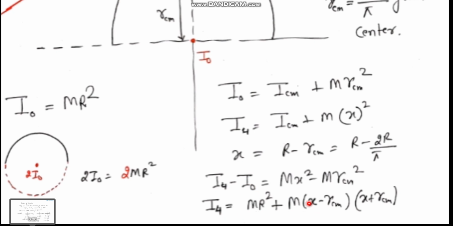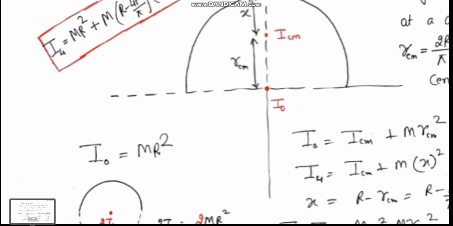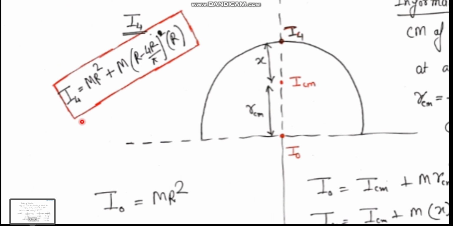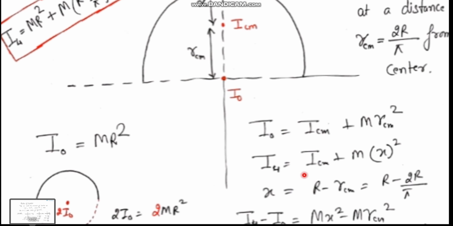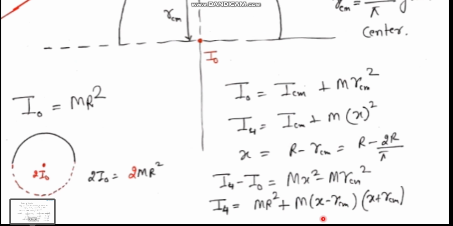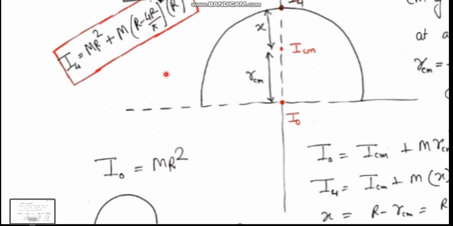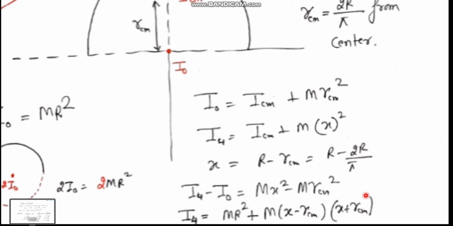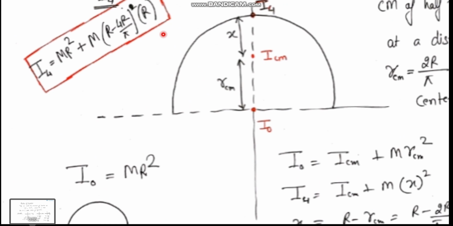Now if I put the value of X, which is R minus 2R by pi, I will get the final answer like this. I4 is equal to MR squared plus M into R minus 4R by pi. This expression X minus RCM becomes R minus 4R by pi, and this expression X plus RCM becomes R. So this is the final answer for I4.